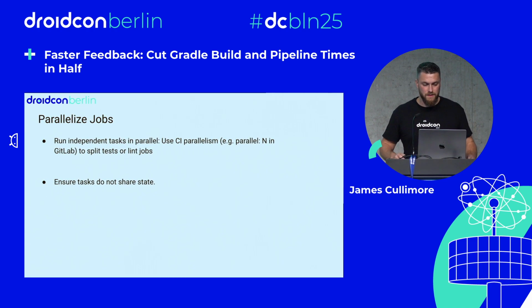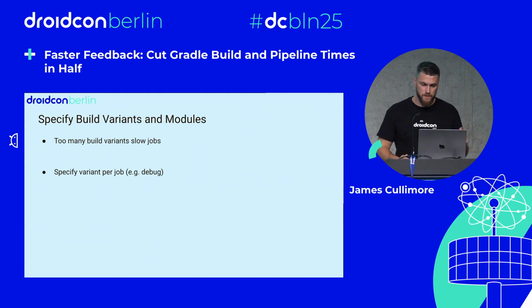If you can, divide tests, linters, and other Gradle tasks across multiple runners or even separate machines. For example, if you have a lot of modules running integrated tests, then split the modules into their own job to run in parallel. Just make sure jobs don't share state, like writing to the cache or database, because otherwise builds become flaky.